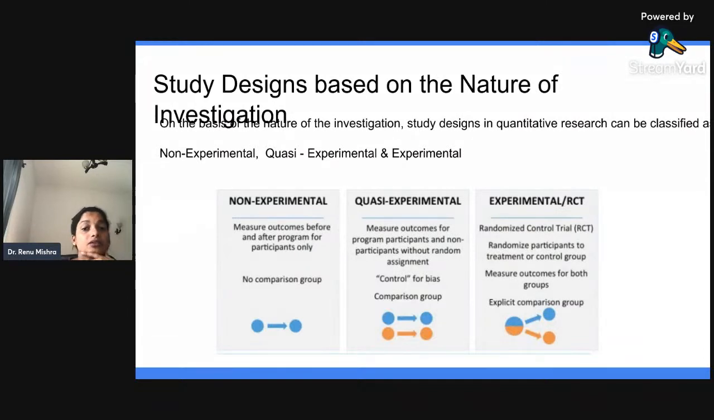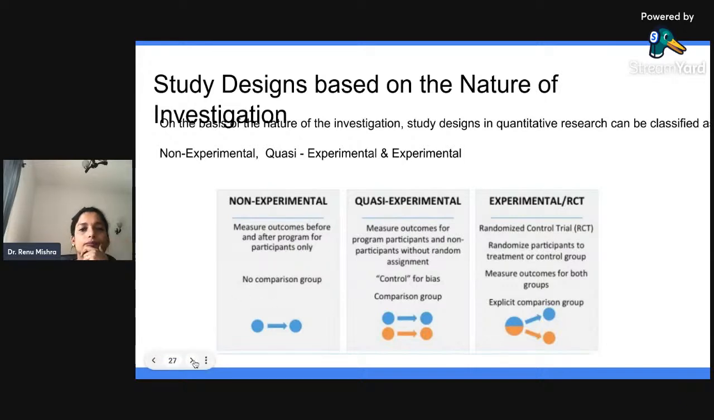Quasi-experimental is that you measure outcomes for program participants and non-participants without random assignment. So there is a comparison group as well. In experimental, there is comparison within and with others also, for both the groups and within also. Okay, this is a little complicated. This is the simplest one.